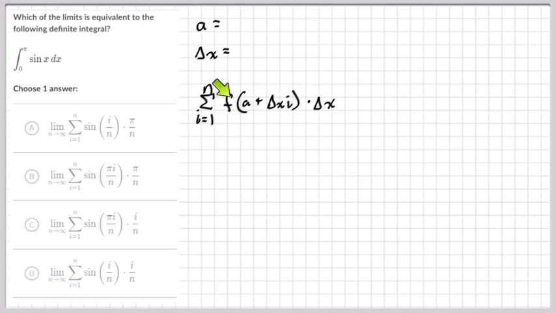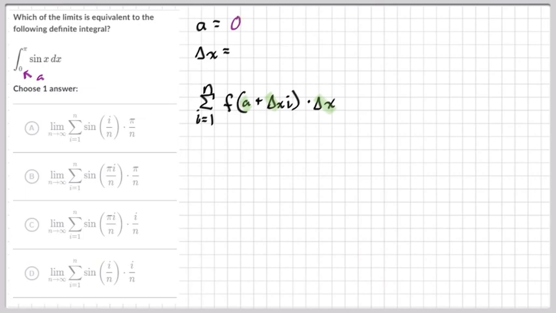Okay, the function gives you the height. The delta X gives you the base of our rectangles. And then, as you can see, all we need is the A and the delta X to be able to get our answer here. And we'll also plug in the F later. So we know this guy is the A, the lower limit. The lower limit is always at the bottom of an integral sign. And so I'm going to put 0 right there.